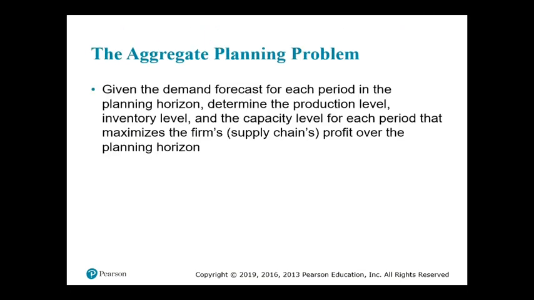So what is the aggregate planning problem? Now, the input is the general demand information, right? And this is supplemented by cost and time related information. And we need to determine how much to produce, what are the related inventory levels for each period in the planning horizon, what are the capacity levels to be utilized in each period, and the goal is again to maximize profit.